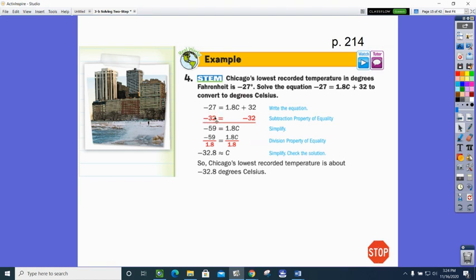-27 minus 32 is -59, and this makes a 0 pair. Now to undo multiplying by 1.8, I'm going to divide by 1.8, and you may absolutely use your calculator. -59 divided by 1.8 will be -32.8. So Chicago's lowest recorded temperature in Celsius is -32.8 degrees Celsius. And that's just an example of where we use a two-step equation in the real world.